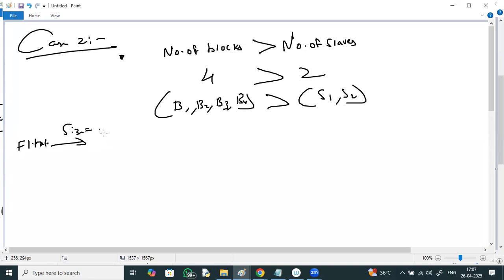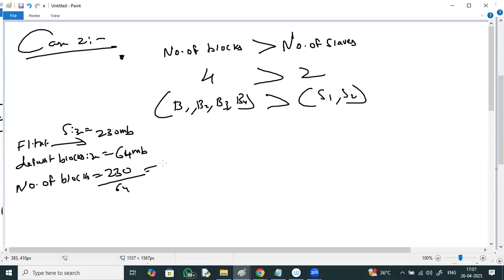Assume that f1.txt has a size of 230 MB. Assume the default block size is 64 MB. Into how many blocks? 230 by 64 gives 4 blocks. So B1, B2, B3, B4. That's just like the previous example.